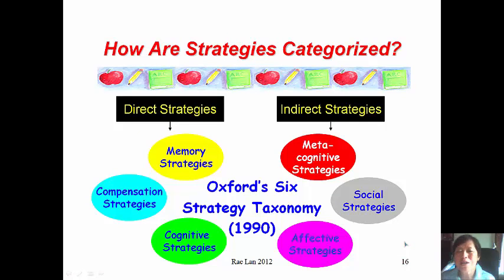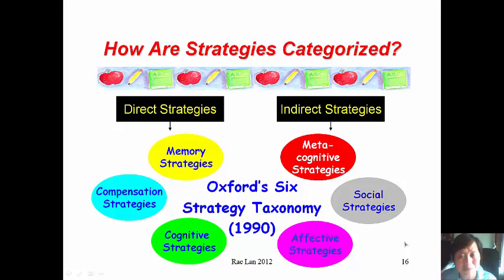Okay. So we are done with the 12 features for language learning strategies. Now we are going to look at the strategy taxonomy provided by Rebecca Oxford in 1990. Now I would like to draw your attention to the fact that different researchers actually put strategies into different categories. For example, Chamot and O'Malley, I think also in 1990, came up with 3 categories in terms of language learning strategies.